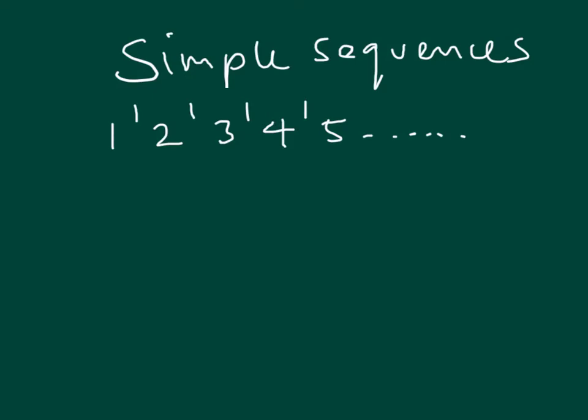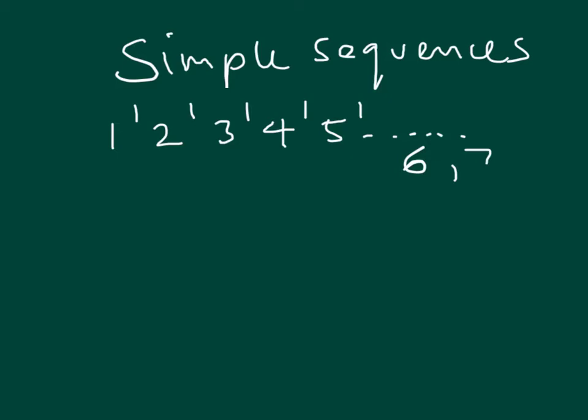Quite often, with simple sequences, all we need to do is look at how they change, and that helps us understand what the next terms will be. So if all I'm doing is adding 1 to get to the next term, and I'm asked what the next two terms are, I add 1 to 5 and I get 6, and I add 1 to 6 and I get 7. So 6 and 7 are the next two terms in this simple sequence.